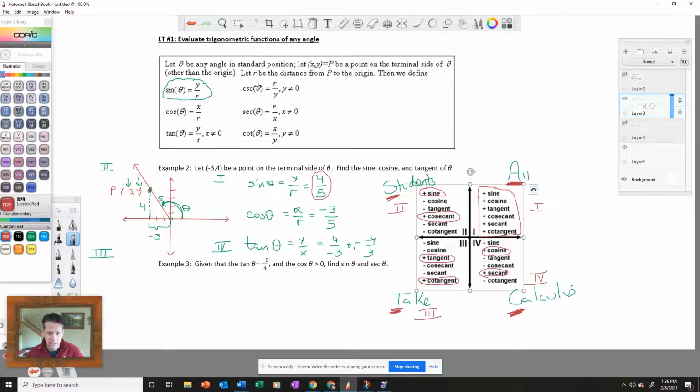And I haven't addressed the cosecant and the secant and the cotangent, but they're just reciprocals. I mean, it should be fairly obvious. If sine is y over r, then the cosecant is r over y. Nothing weird about that. Okay, so let's do one more.